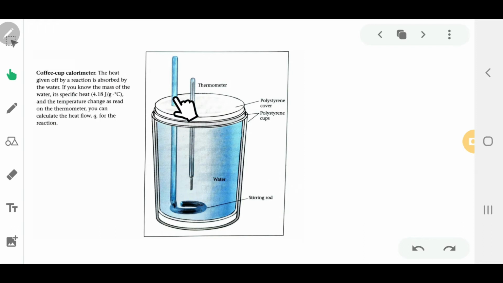The function of this stirrer is to make sure that the heat distribution inside the water of the calorimeter will be uniform throughout the experiment. And the thermometer that you're going to stick inside the calorimeter will be measuring the heat change inside. So this is a very simple diagram to represent what a coffee cup calorimeter looks like.